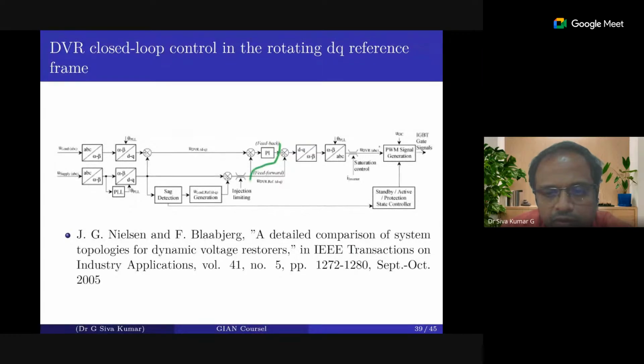Now we are going to convert to the ABC components and we get the DVR voltage. This DVR is going to have your reference voltage and your error also. So both the feedback and feed forward paths will be there, and you can generate your PWM pulses.